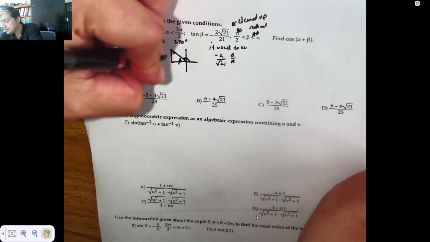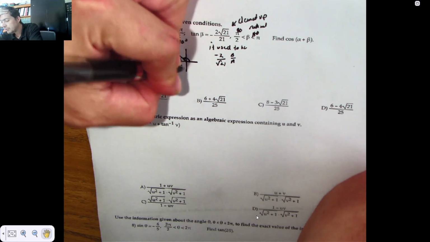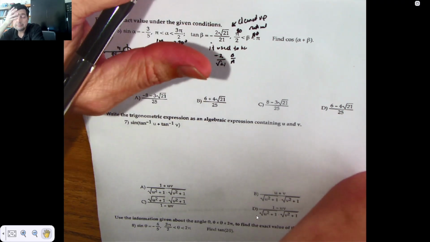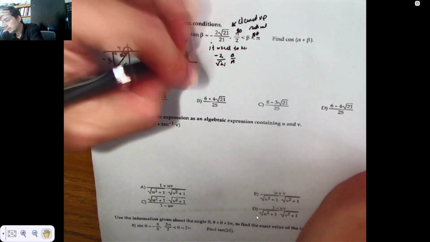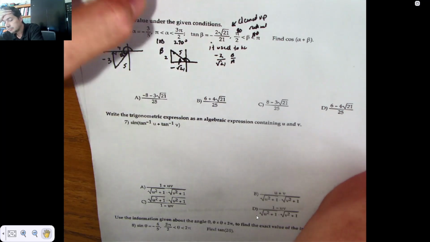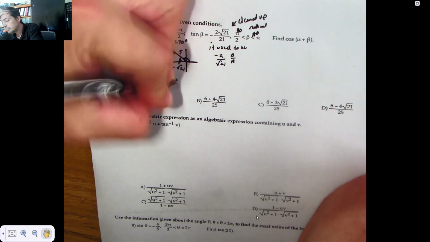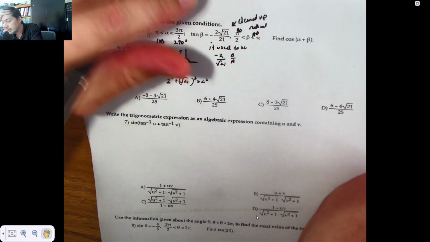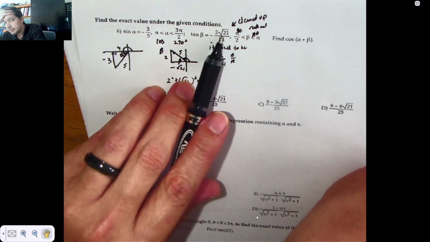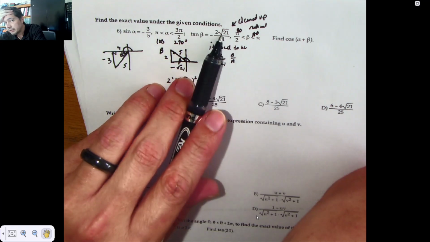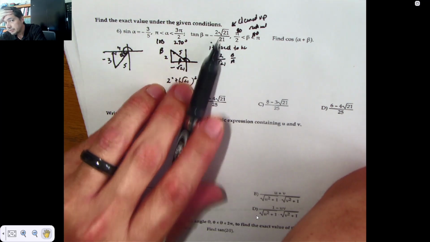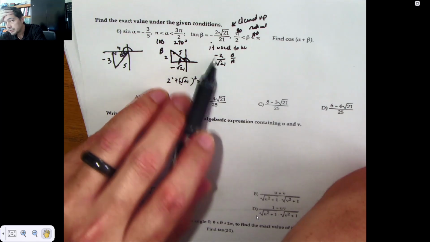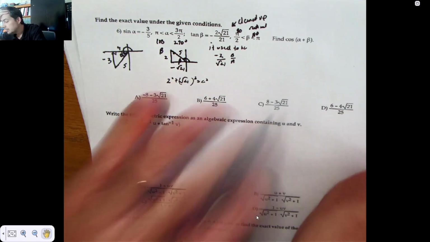So opposite is a 2, adjacent is the negative root 21 because of direction. And if you do Pythagorean theorem, I feel quite confident that you get a 5. You can check me on that. 2 squared plus root 21 squared is c squared. You should get a 5. If you use these ugly numbers up here, you get something way bigger, something harder to clean up. Think about what it used to be before you cleaned things up.